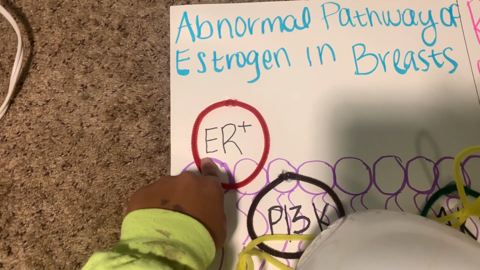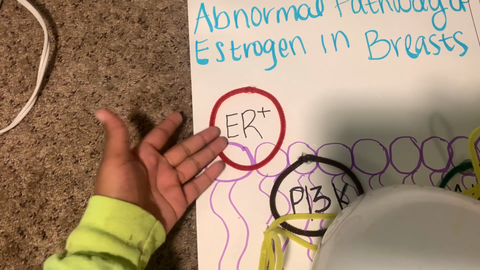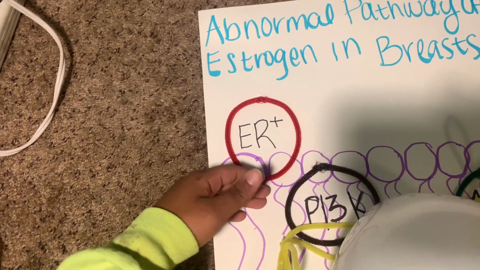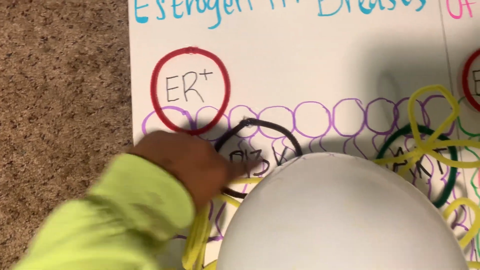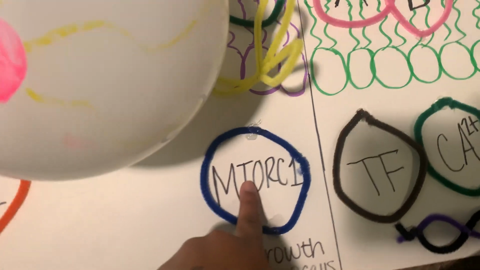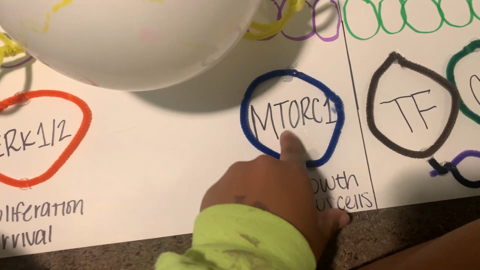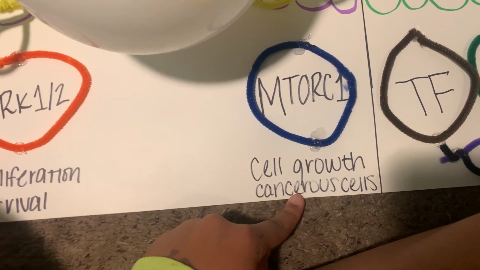Now, going back up, because there's another pathway, you go from estrogen positive, which is about 80% of what women have. You go from estrogen positive to the PI3K. The PI3K then goes to AKT. The AKT drops down through the membrane, and you go to mTORC1, which is cell growth of cancerous cells.